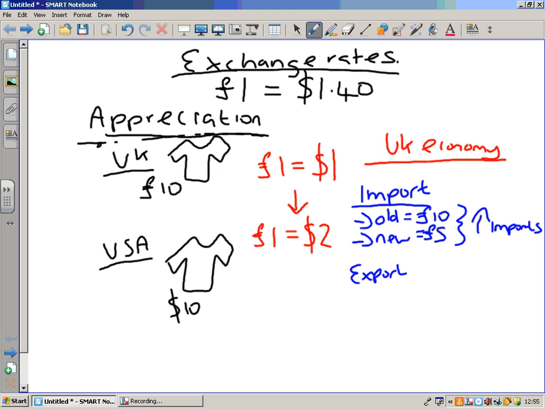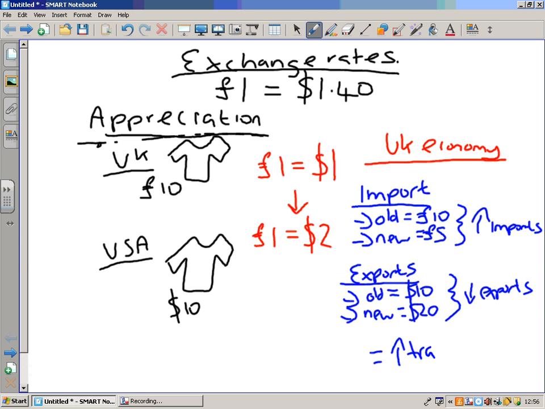Let's think about exports. People in America originally could buy our t-shirts for $10 because our £10 would equate to $10. At the new exchange rate though, for them to get £10 to buy our t-shirts, it will now cost them $20. Clearly this will mean that exports will go down. This in turn will mean that our trade deficit will potentially start to increase. But let's think about some potential reasons why this might not happen now.